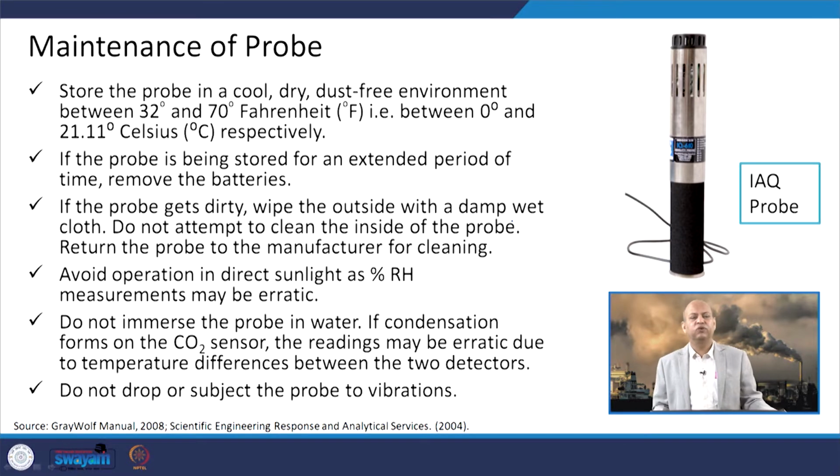Then what is the maintenance requirement of the probe so that it gives better, reliable readings and does not give us erroneous readings? First of all, we need to store those probes or sensors in a cool, dry and dust free environment. The temperature should be less than around 21 degrees Celsius, 21.11 or so. If the probe is being stored for an extended period, we should remove the batteries, otherwise it can damage its functioning. If the probe gets dirty, then we have to clean it, but it should be cleaned with a damp wet cloth only. It should not be cleaned from the inside, otherwise it may get damaged.